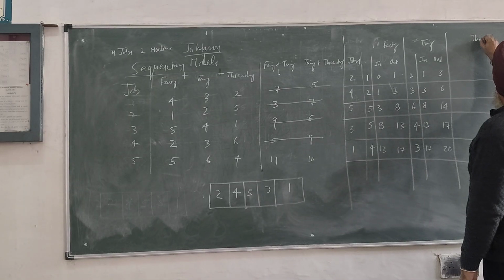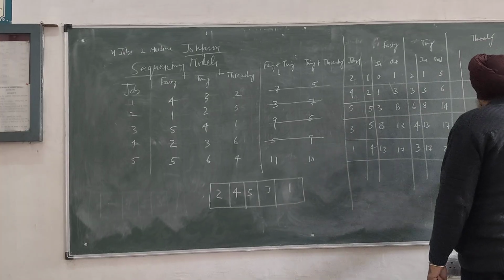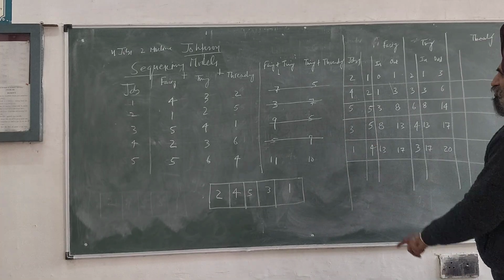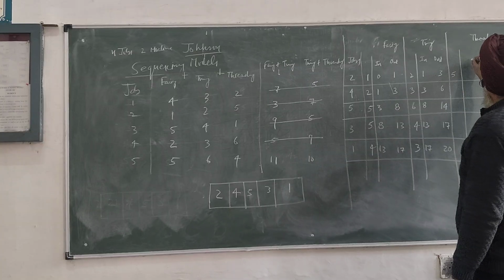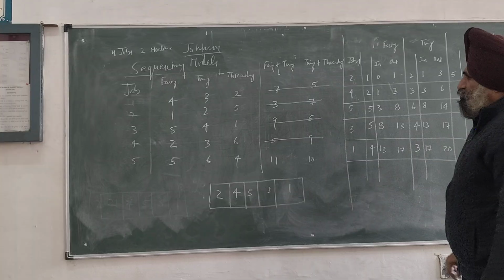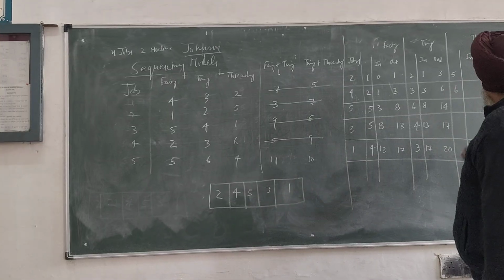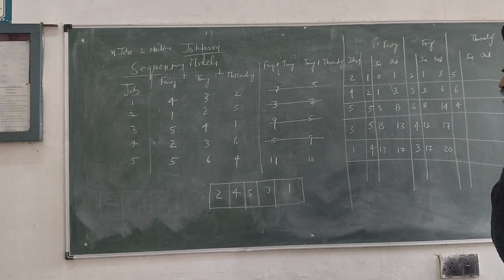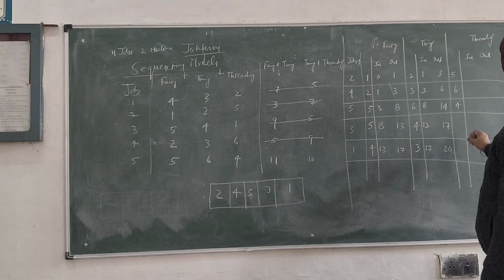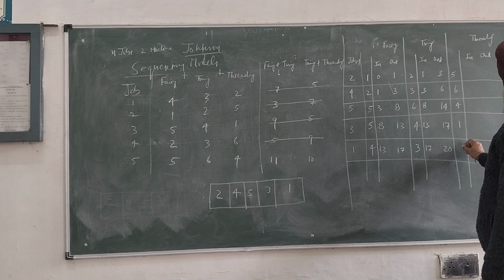That is the threading. For threading, again you can note down the minutes. For the second job, it is taking 5 minutes, in, out. For job number 4, it is taking 6 minutes. Job number 5, it is taking 4 minutes on threading. Job number 3, it is taking 1 minute. Job number 1, it is taking 2 minutes.